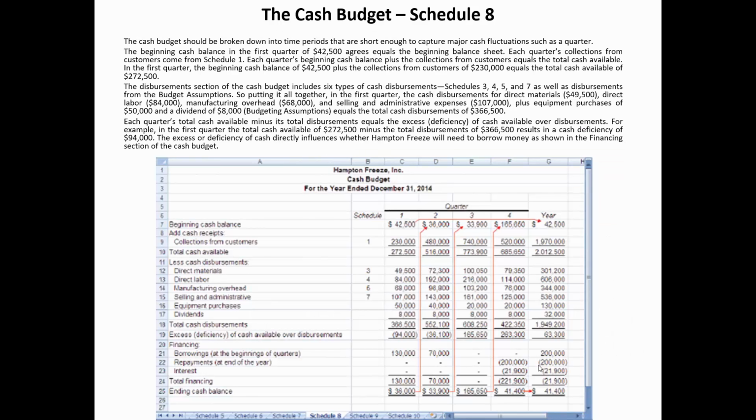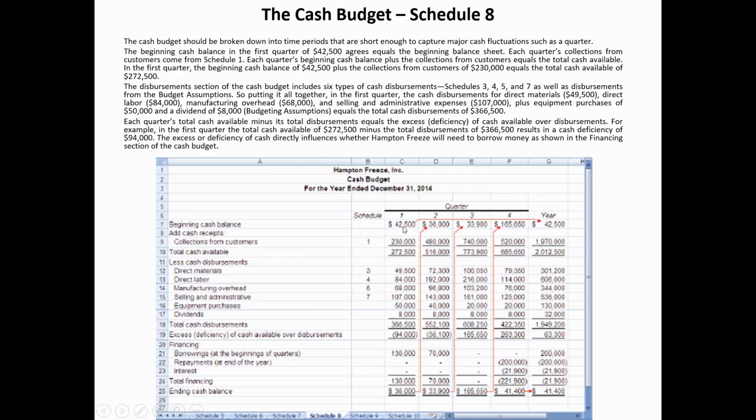So let's put this together. The cash budget should be broken down into time periods that are short enough to capture major fluctuations such as a quarter. You don't want to try and do this for the year. You want to know where your money is needed throughout the period. All right, so let's look at this. The beginning cash balance is going to be a balance sheet item, so this is going to start from our beginning balance sheet.